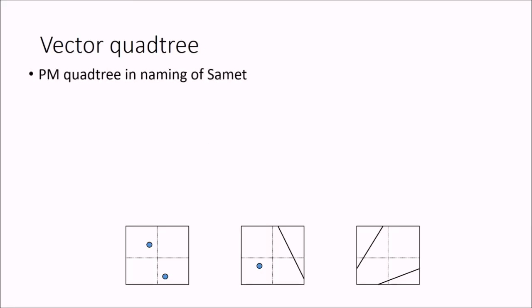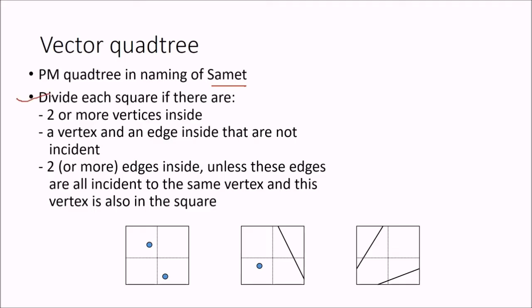The PM quadtree is the naming of Samet, and we divide each square if there are two or more vertices inside, or a vertex and an edge inside. So we are talking about point, line, polygon. We are talking about a vector quadtree. We have just seen the raster one, and now we are on to the vector quadtree. So the PM quadtree is the naming of this structure.